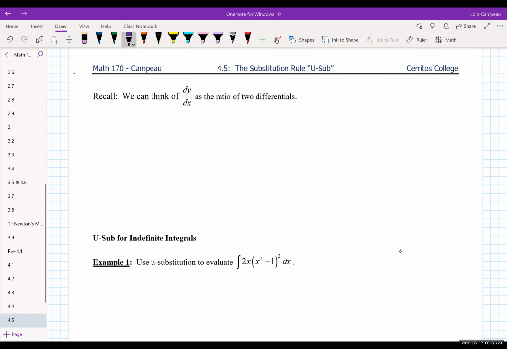All right, Math 170. We are on the last section of Chapter 4, 4.5. We're going to go over the substitution rule, or as I like to call it, USub. It's a little easier to say.